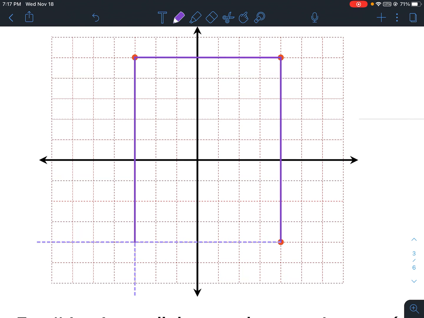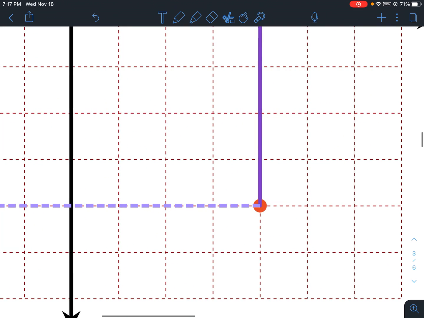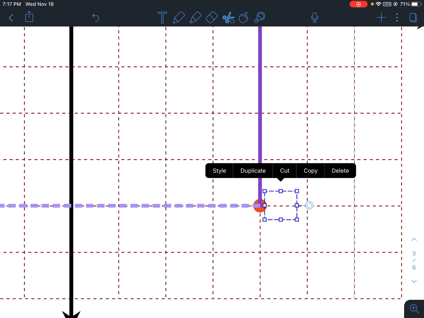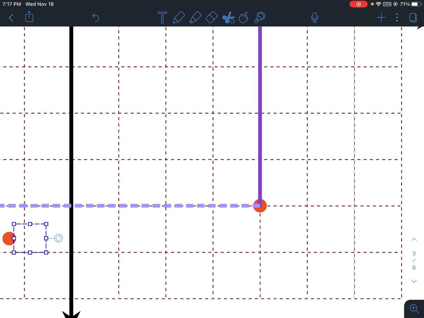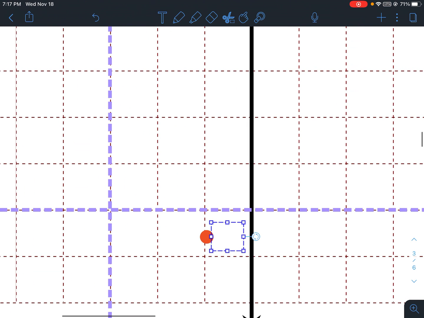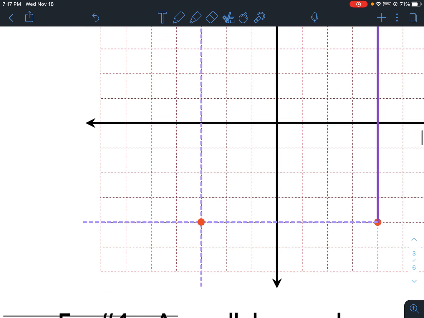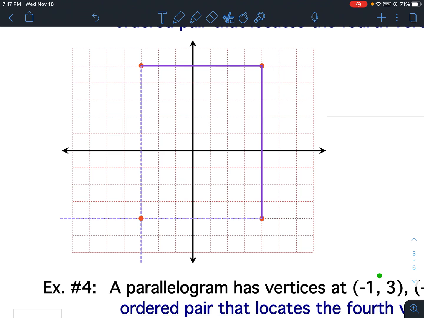So now I'm going to draw a solid line. Actually, I'm not even going to bother with the solid line. Let's just leave it like that. And then where they intersect, so at this point right here, that is your fourth vertex. So that is all the work, right? What we did right there is the work to find the fourth vertex.